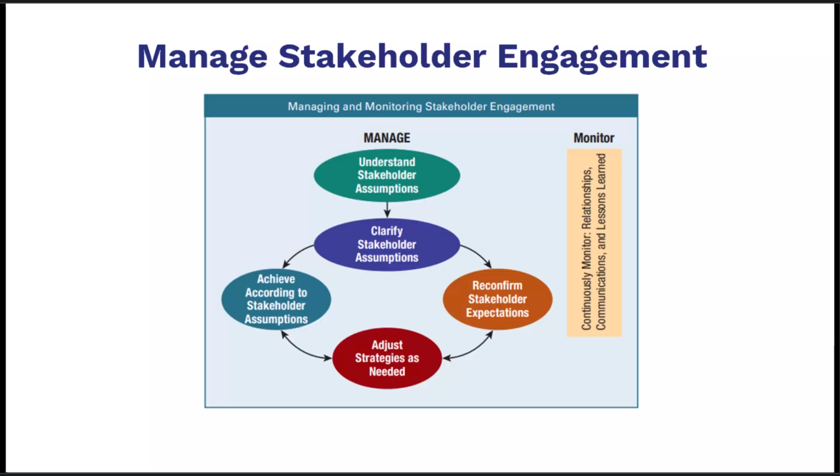The graphic in this slide shows a continuous loop for keeping people aligned. Start by understanding stakeholder assumptions, needs, constraints, success signals. Clarify those assumptions so everyone shares the same meaning. Reconfirm expectations in measurable terms. Who decides? By when? How success is judged?